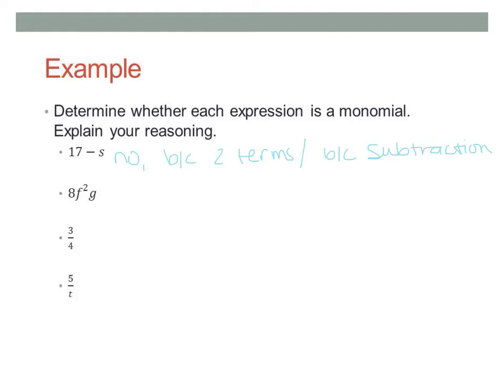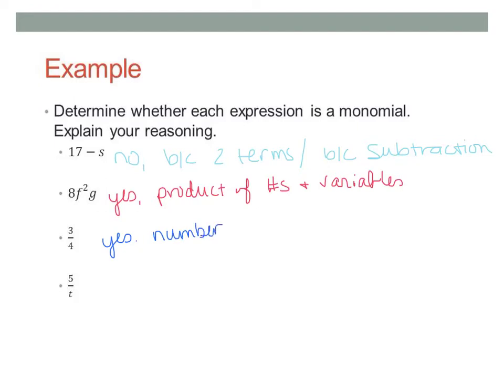8f squared g, is that a monomial? Yes, it is, and that is because it's a product of numbers and variables. That is by definition what makes it a monomial. 3/4, is that a monomial? Yes, it is, because it is a number. Remember, just a number is a monomial. And what about 5 over t? No, that's not, because it's a quotient.